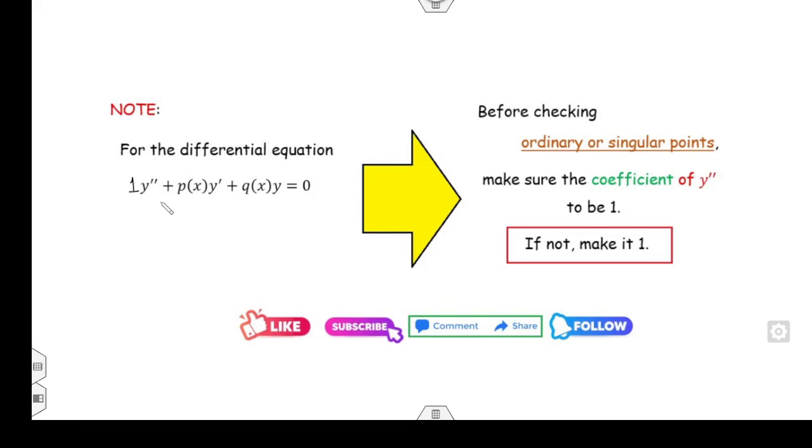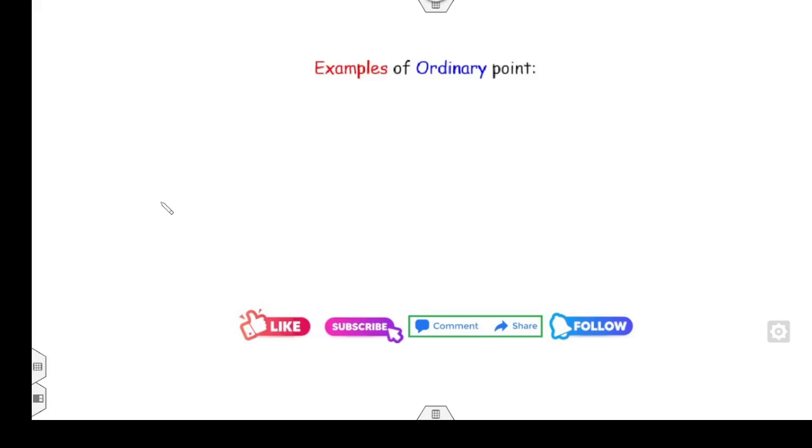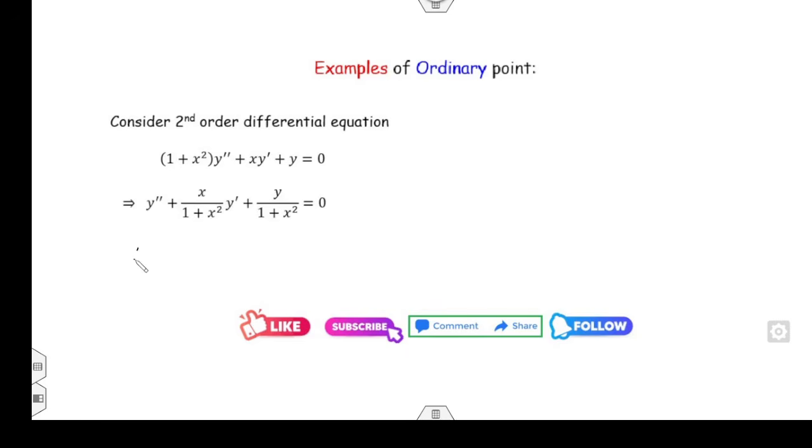वाई डबल प्राइम का कोएफिशिएंट मस्ट बी 1. For example, consider the differential equation and you can see the coefficient of y double prime is not 1, so you can first make it 1. If you compare, p(x) will be x over 1 plus x square and q(x) will be 1 over 1 plus x square. Is it fine? Now if I want to check at any point, say 0, what is p(x) at the point 0?